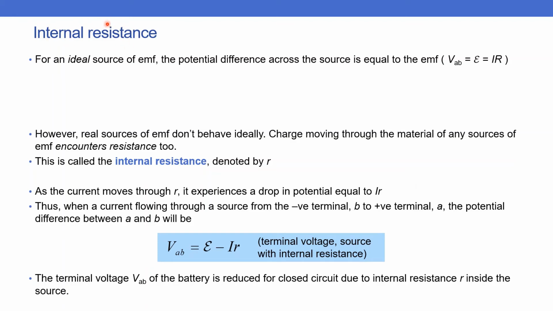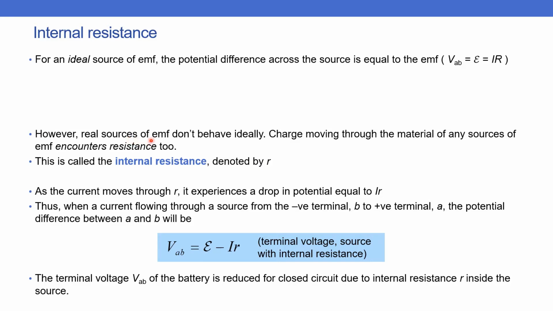Next, I'm going to talk about internal resistance. For an ideal source of EMF, for example batteries, the potential difference or voltage across the source is equal to the EMF. So the potential difference or voltage of the battery should be the same as the EMF, or VAB is equivalent to EMF is also equivalent to I times R.